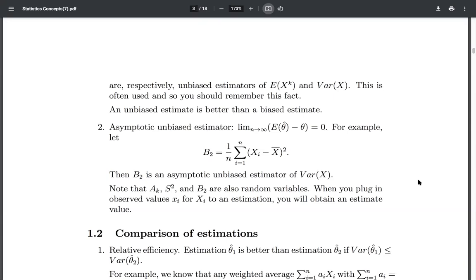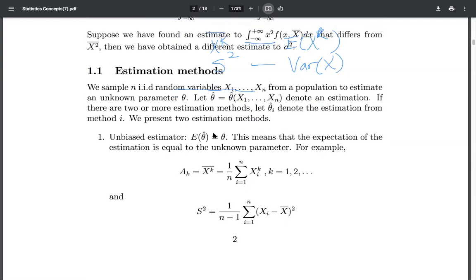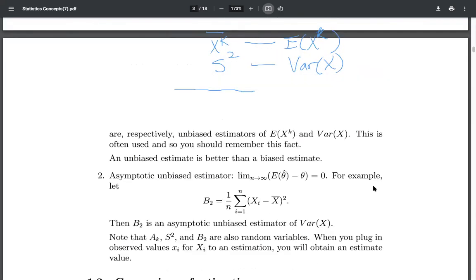Okay, so then the unbiased estimator. So we have this: x bar is for the expected value of X_k, and s squared is for the variance. So what does it mean by unbiased estimator? The unbiased estimator is when you take the expected value of the estimate, then it's equal to the true value.